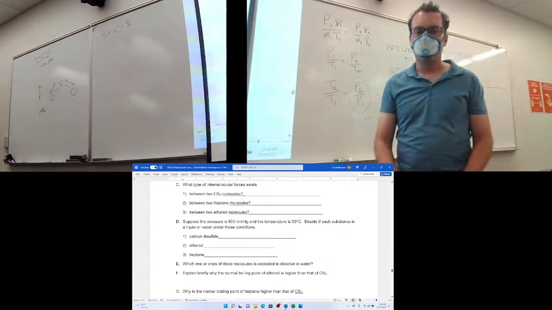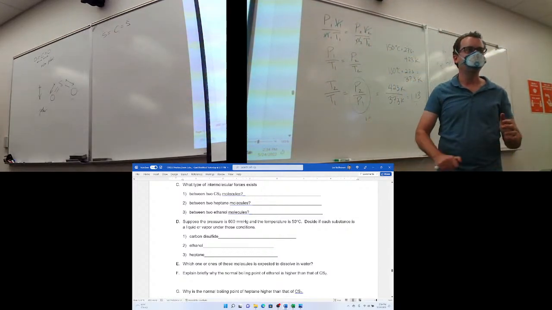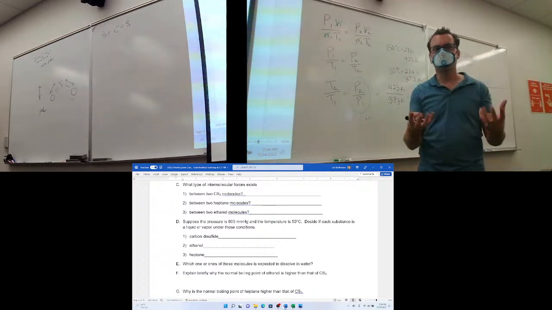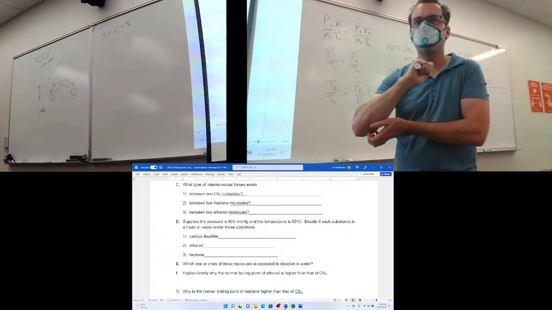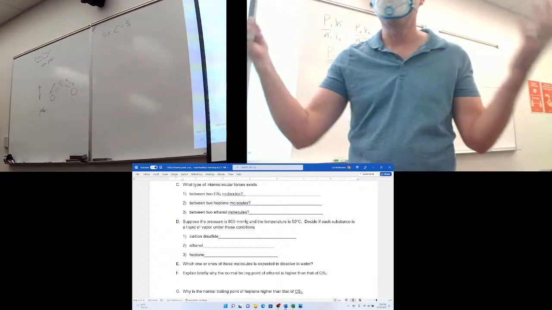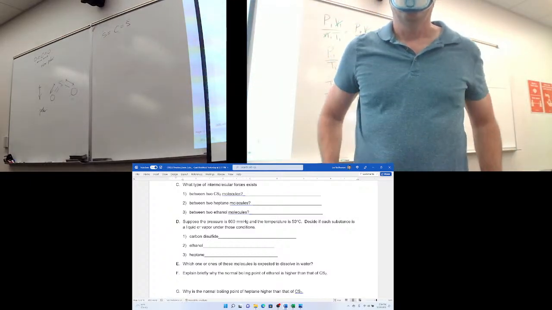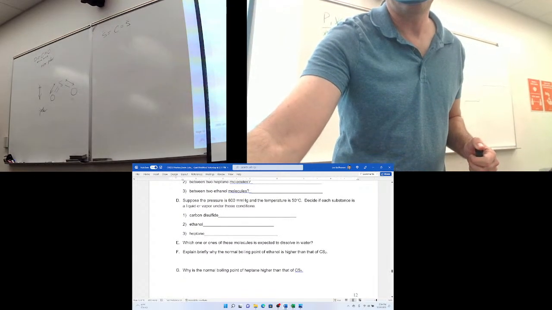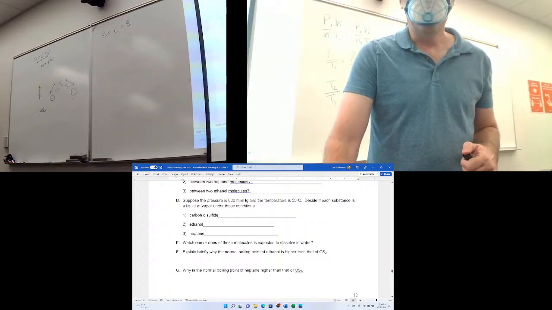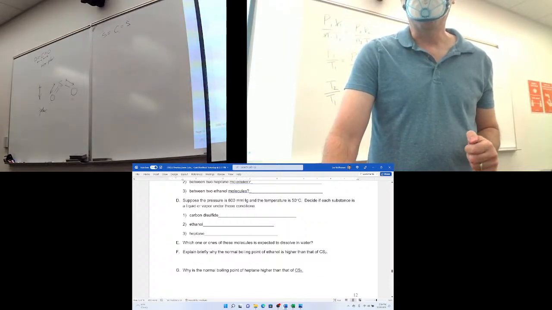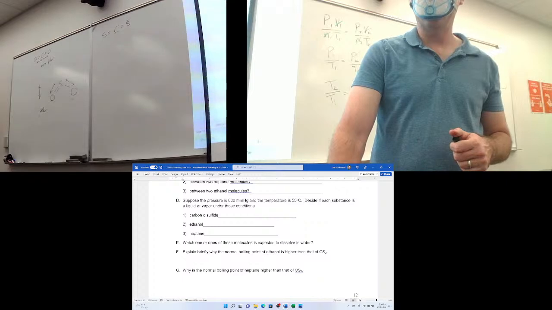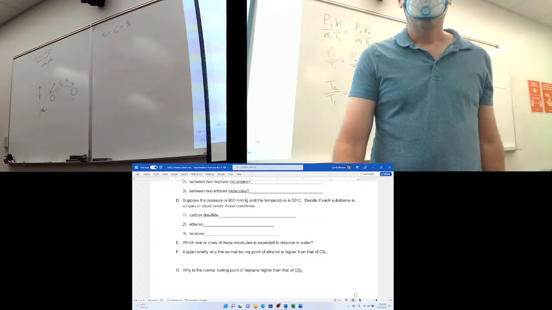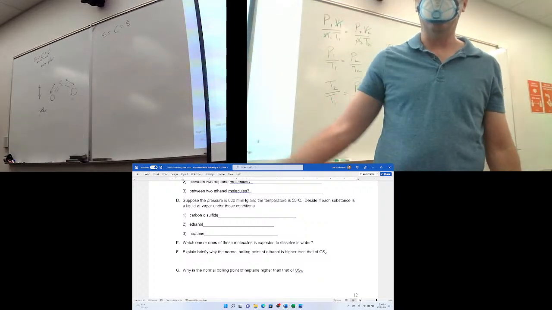Which one of these can you expect to dissolve in water? Ethanol. Similar IMFs will dissolve in a substance with similar IMFs. So, only ethanol has hydrogen bonding. Why is the normal boiling point of ethanol higher than that of CS2? Hydrogen bonding, stronger IMFs. Why is the normal boiling point of heptane higher than CS2?